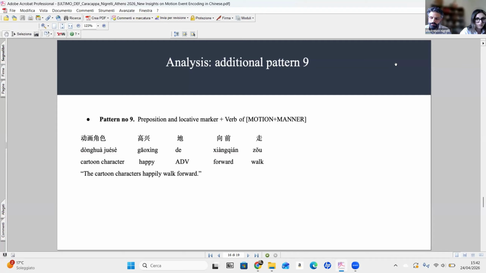As we can see in the example, there is a preposition and a locative marker plus a verb of motion and manner. The example is 动画角色高兴地向前走, that means the cartoon characters happily walk forward. Overall, the results concerning additional patterns still contribute to show the variability observed in Chinese motion event encoding, further highlighting the presence of non-typical constructions alongside the main typological patterns.